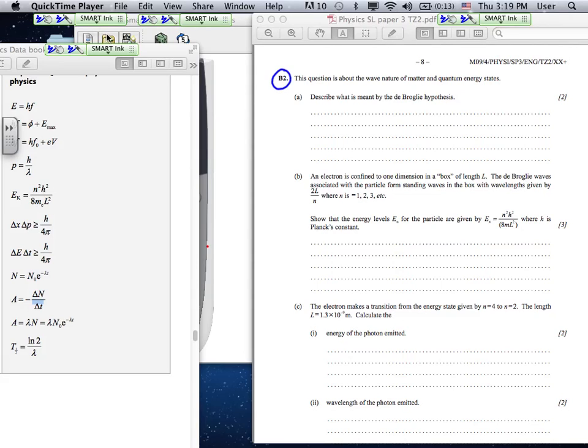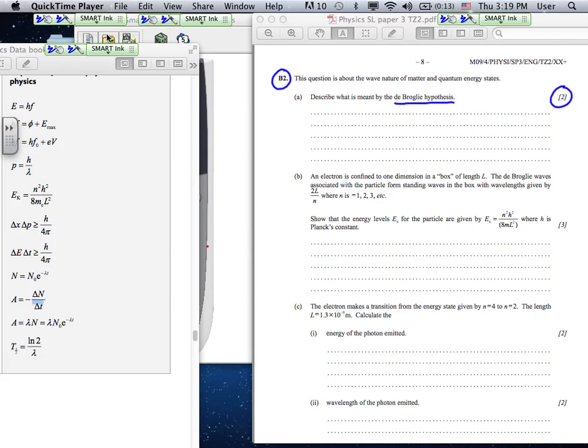B2, this question is about the wave nature of matter and quantum energy states. Describe what is meant by de Broglie's hypothesis. Now notice it's 2 marks, so you've got to put enough information down to get those 2 marks.